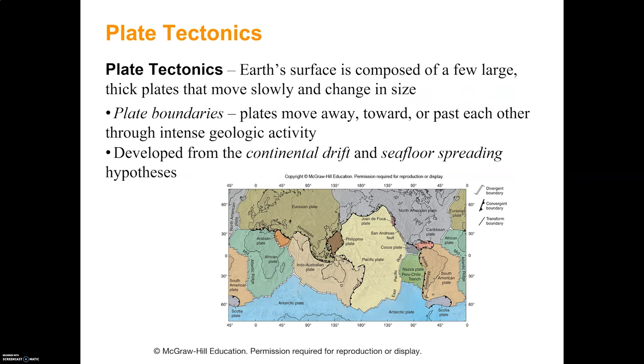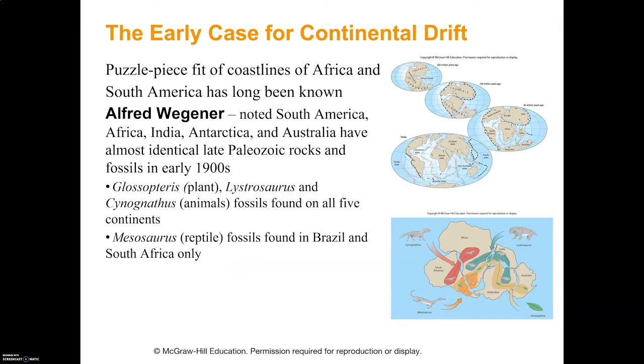Anyways, plate tectonics, we've been talking about this all year with all the other topics that we've discussed, but know what plate tectonics are, know what a plate is, and that this idea that we have these very large plates that are moving slowly and changing in size. We're going to look at the different types of plate boundaries, where they either move away from one another, toward, or past each other. And all of this was developed from the ideas of continental drift and seafloor spreading. So we'll go ahead and take a look at those.